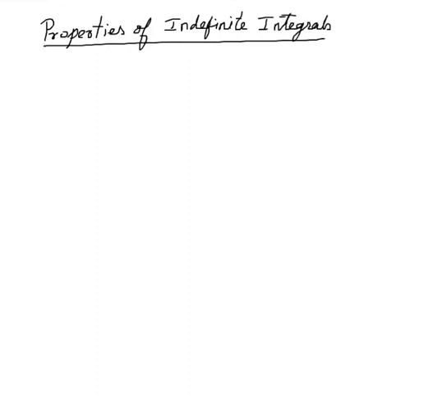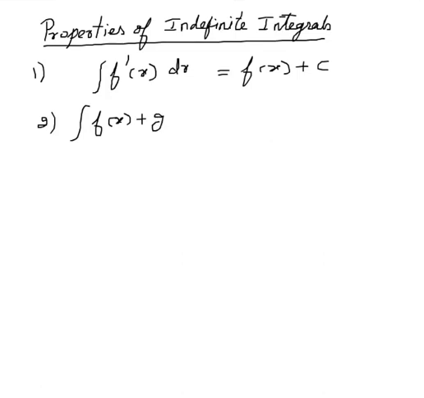Let us see some properties of indefinite integrals. We know that differentiation and integration are inverse processes, so they cancel each other. If we have integral f dashed of x dx, here we have integration, here we have differentiation, so they cancel each other. We get the answer f of x plus c. Integral of f of x plus g of x dx. If you have sum of two functions, we can separate the integrals and write this as integral of f of x dx plus integral g of x dx.